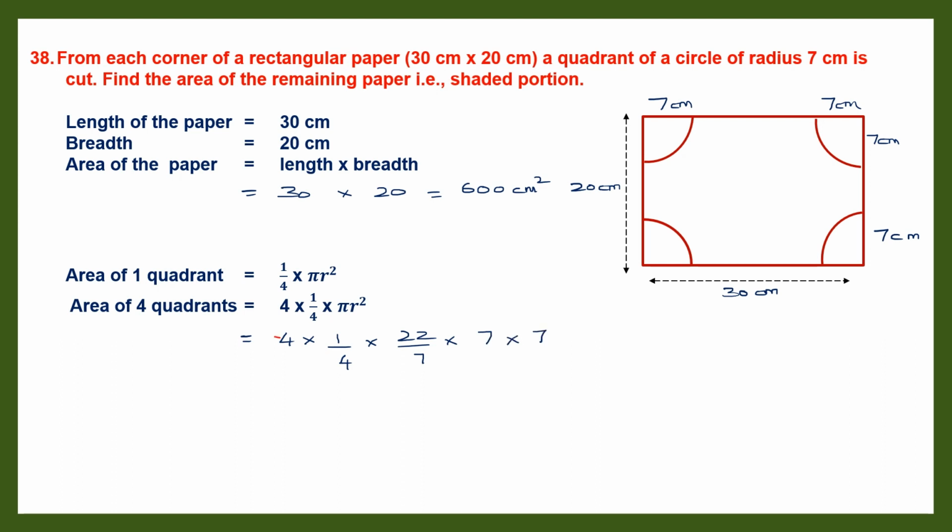So let's cancel. We can cancel this 4. We can cancel a 7 here. Now we just have to multiply 22 into 7. So when you multiply 22 into 7, you get 154 centimeters square. So now we have found the area of the rectangular paper, 600 centimeters square. Area of the 4 quadrants, 154 centimeters square.